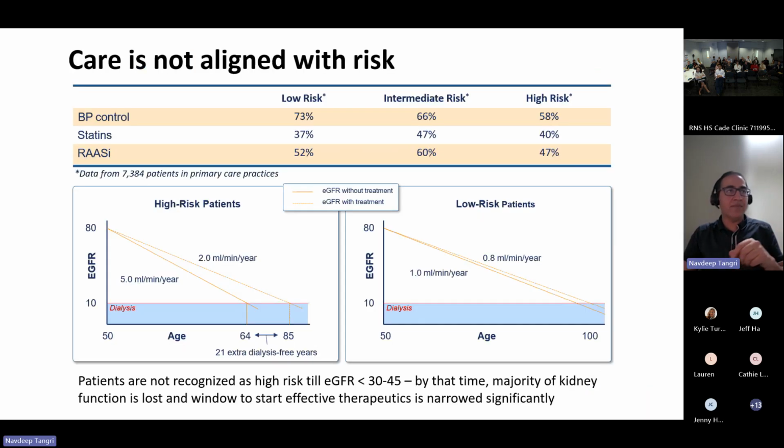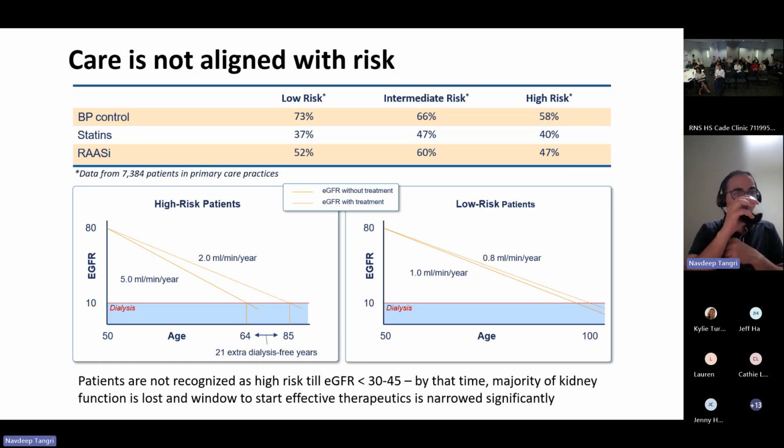So what are we doing today? Today, we are not treating those people any differently, right? Patients are not recognized till they're 30 to 45. The majority of kidney function is lost. Highly effective therapeutics cannot be started. So this is data I collected from 7,000 patients in primary care practices.